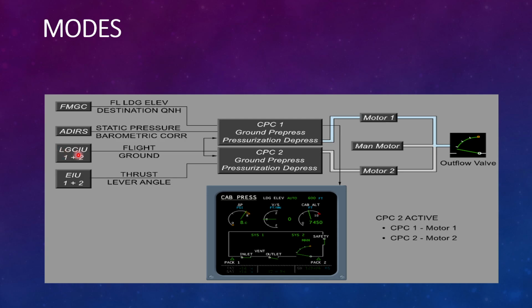The landing gear control interface unit gives information if the aircraft is in flight or on ground. Then the engine interface units will be the ones who give the CPC the thrust power, the thrust lever angle or the power itself. Okay, so CPC1 has direct control of motor 1, and CPC2 has direct control of motor 2. Again, CPC1, motor 1, CPC2, motor 2. If both CPCs fail, manual motor will be used.